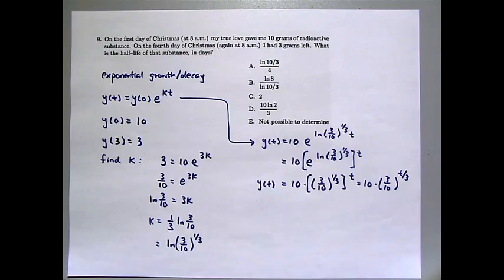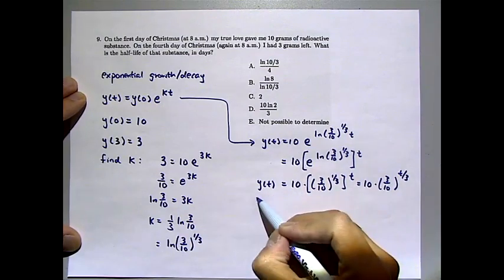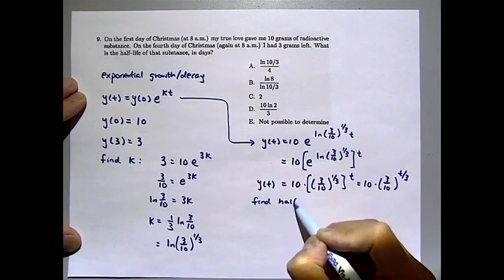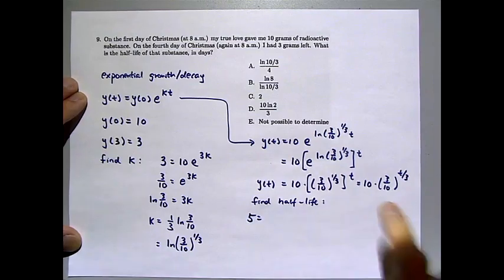Okay, so that equation describes everything that's going to happen at any future time. You give me a t value, I can tell you exactly how much I will have after that much time. Now let's find the half-life. The half-life, remember, is the time for the substance to decay to half of the initial amount. I know that many days later, I'm going to have half what I started with. Find half-life. Okay, so future amount is 5. Initial amount is 10.